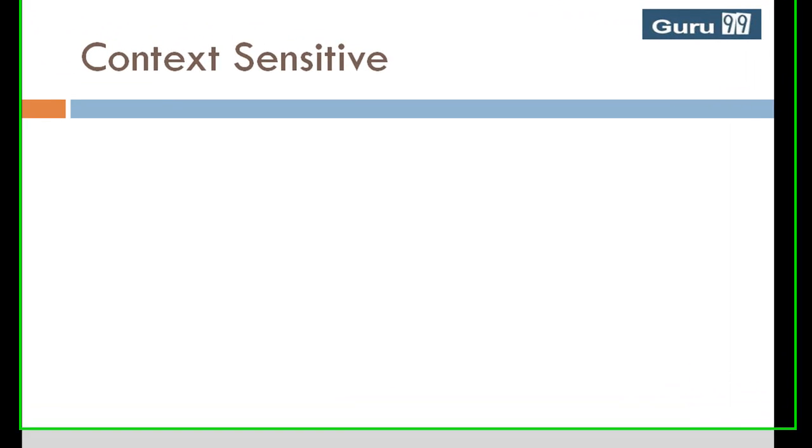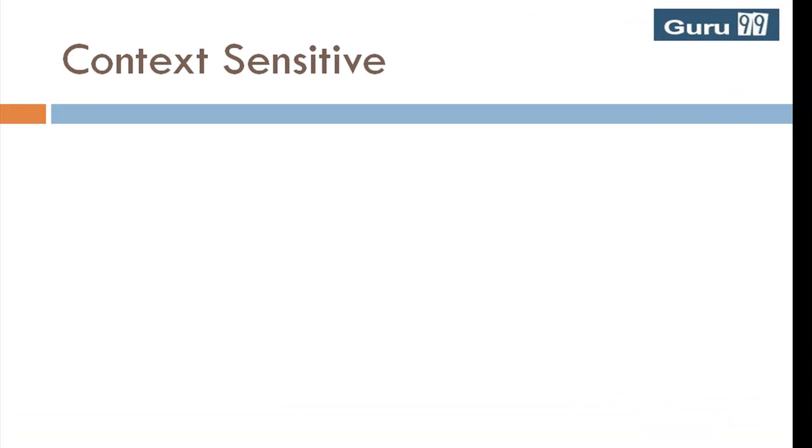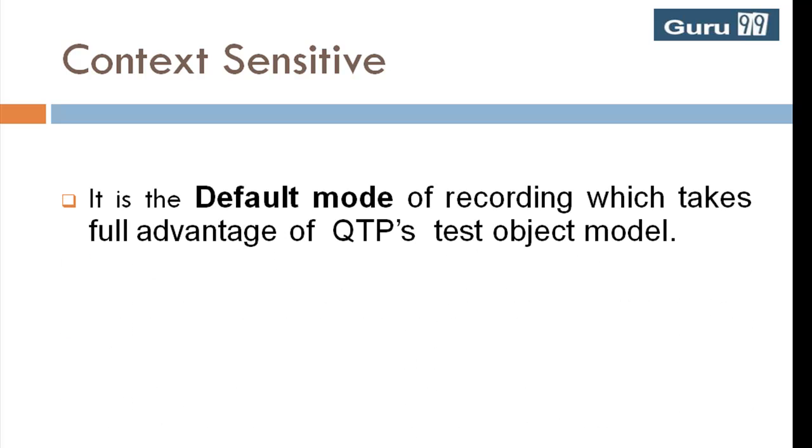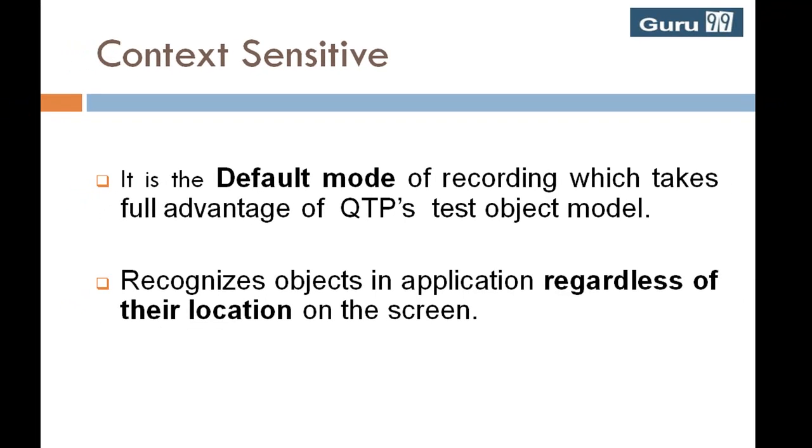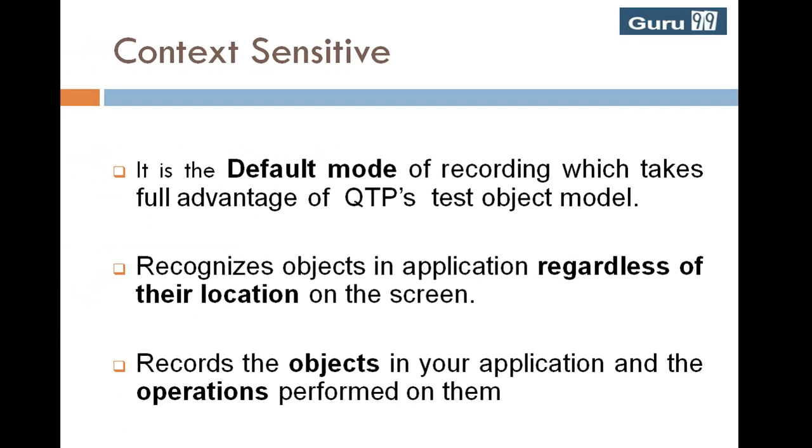Normal recording mode is also called context sensitive mode. It is the default mode of recording, which takes full advantage of the Quick Test object model. It recognizes objects in the application regardless of their location on the screen, and records the objects in your application and the operations performed on them.